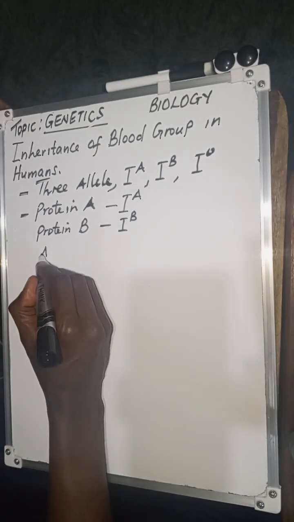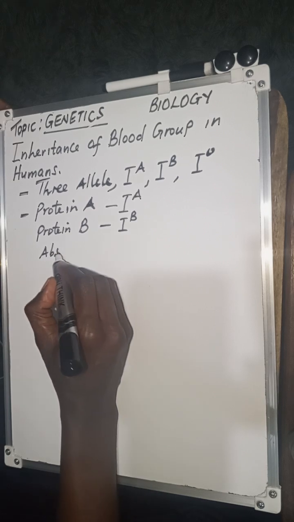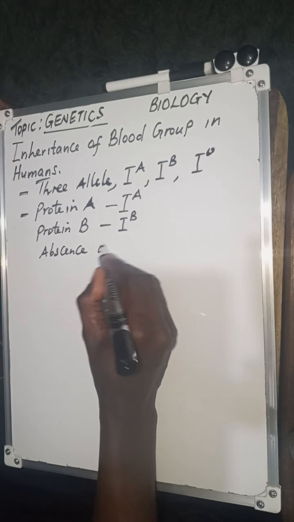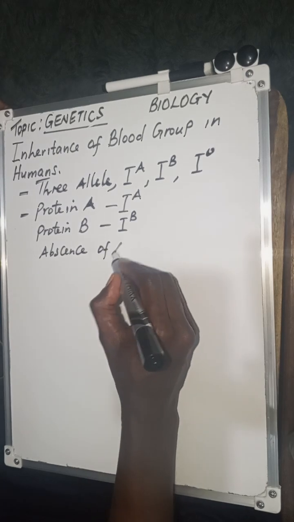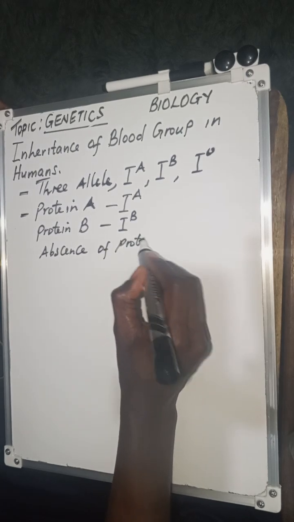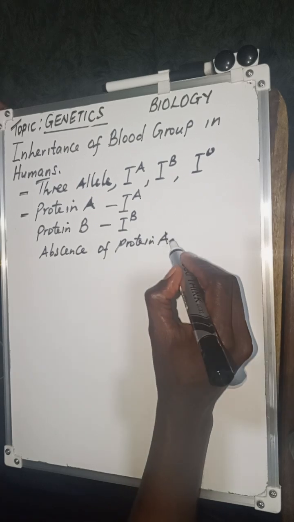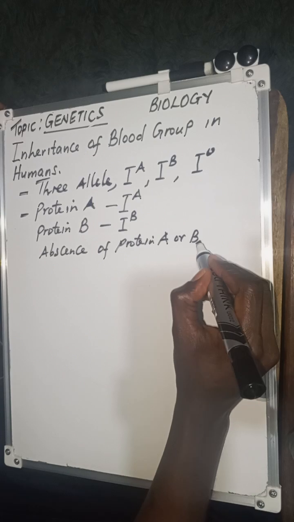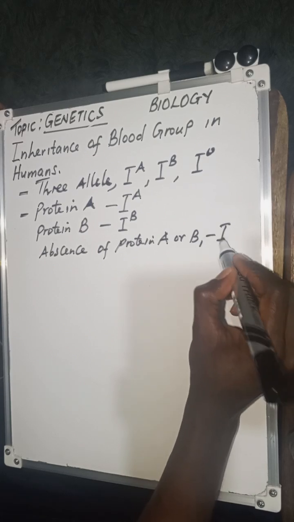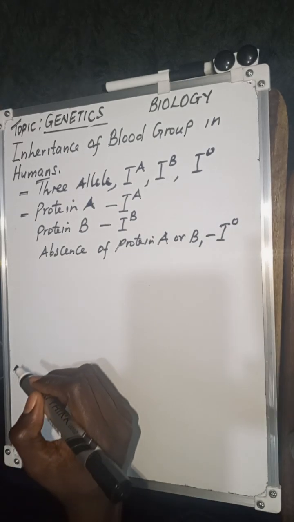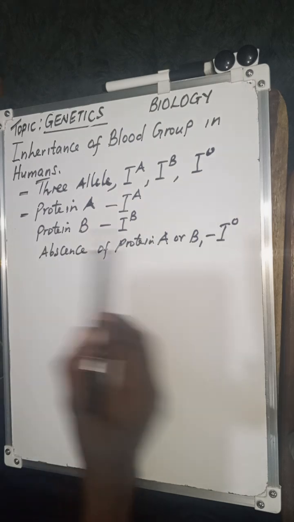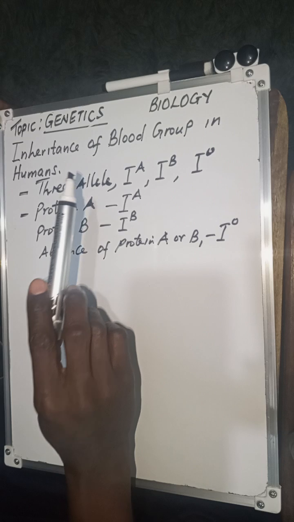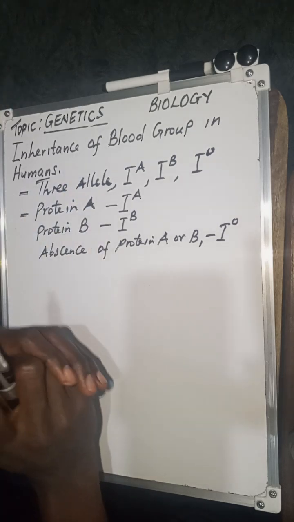But if you consider the absence of either protein A or protein B, it simply means that such a person will be coded as being allele O. So we are simply talking about this, and hence they form the three alleles in humans that control the inheritance of blood group.